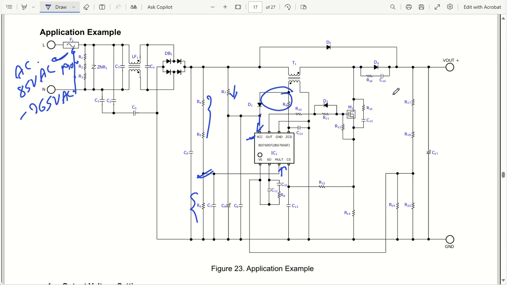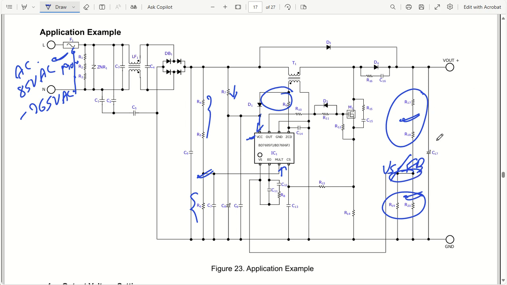This particular output is regulated based on the voltage divider of these two resistors. R17 and R18 are added in series, so this is one resistor only, and these two are added in parallel, so these are another resistor. So this is going to be my VS pin, which is my feedback pin. This feedback voltage will get connected to the VS pin of the IC, and this is how it is going to regulate the output voltage.